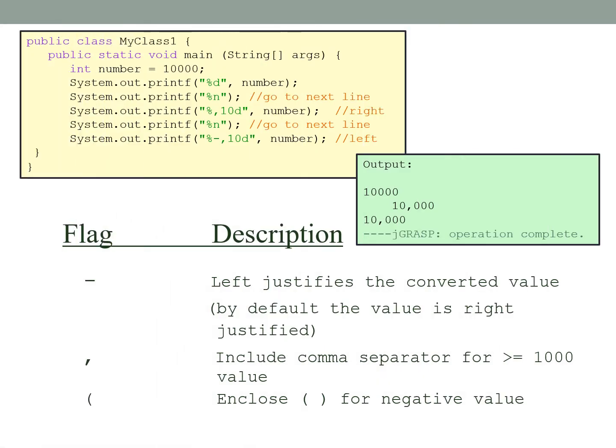See that we have int number equal to 10,000. If we do system.out.printf %,10d, number, it will display 4 spaces and then 10,000. We can combine the flags in any combination. If we have system.out.printf %-,10d, number, it will left justify it and add comma separator. So the output is at the left side 10,000 and then 4 spaces.